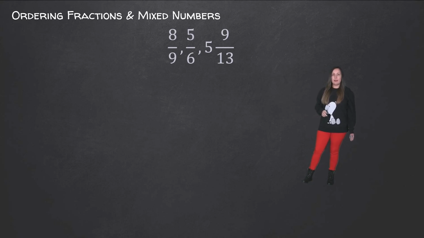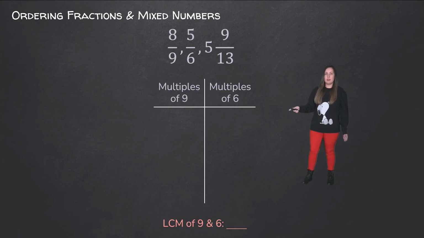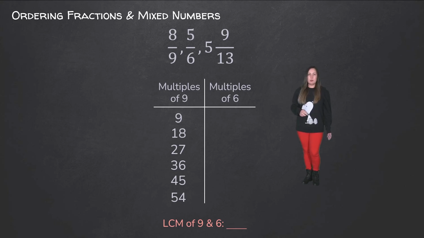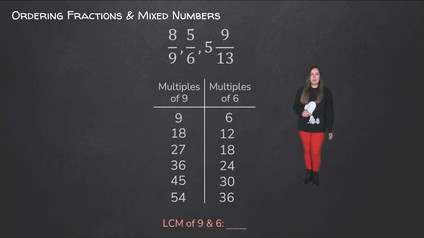So in order to do that, they have different denominators, so we have to find the least common multiple. So our multiples of 9 are 9, 18, 27, 36, 45, 54, and so forth. Our multiples of 6 are 6, 12, 18, 24, 30, 36, and so forth. And our least common multiple is 18, and that's because it's the smallest multiple they have in common.